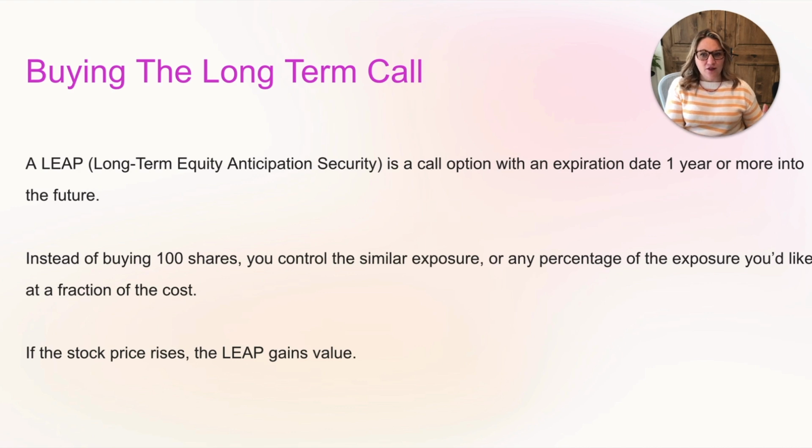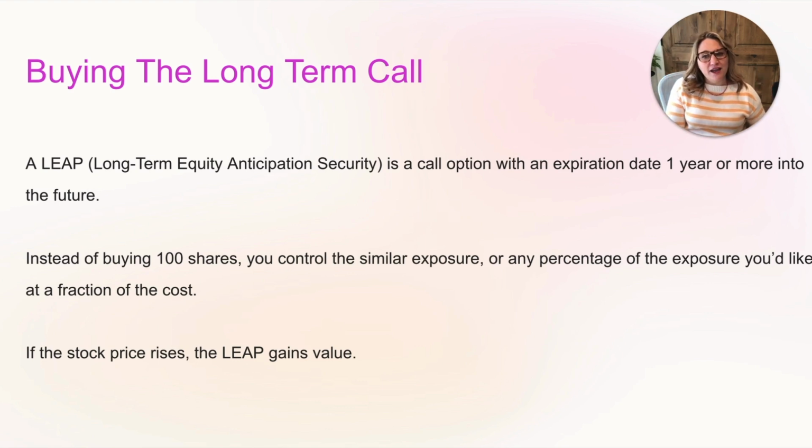So a LEAP is a long-term equity anticipation security, right? And it's a call option with an expiration date of 1 year or more out into the future, okay? And so a lot of people just buy a LEAP and they're like, hey, I bought a LEAP because it's a year, and they think that that's the end of it. Well, there are so many more options that you can buy than just a year-long contract. And you just try to be creative here. You should look around. You should shop around. Don't just go for 365 days. The options chain has a whole lot more to offer than that.